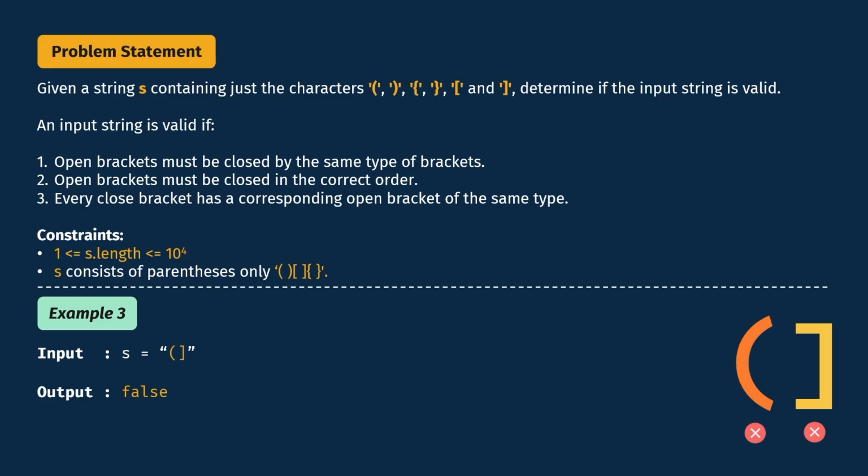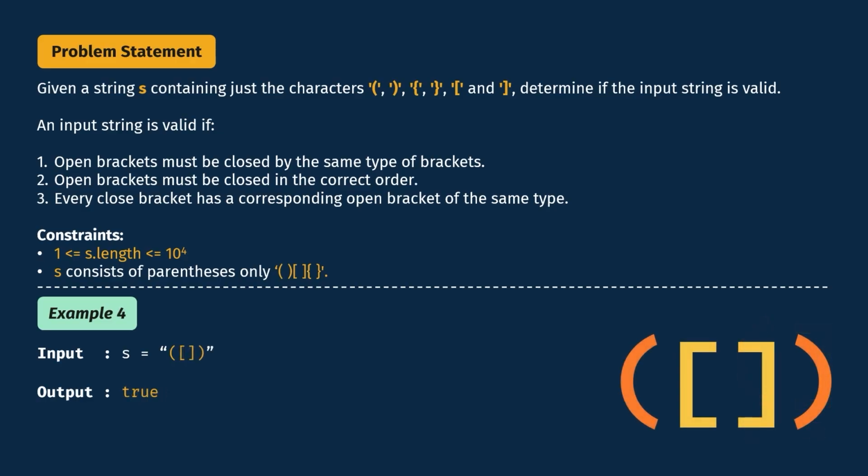Now, our fourth example shows a more complex valid case. So S equals this string, and the output is true. This demonstrates nested brackets working correctly. We have an outer pair of round brackets, and inside them we have a pair of square brackets. The square brackets are properly closed first, then the parentheses are closed, maintaining the correct order.